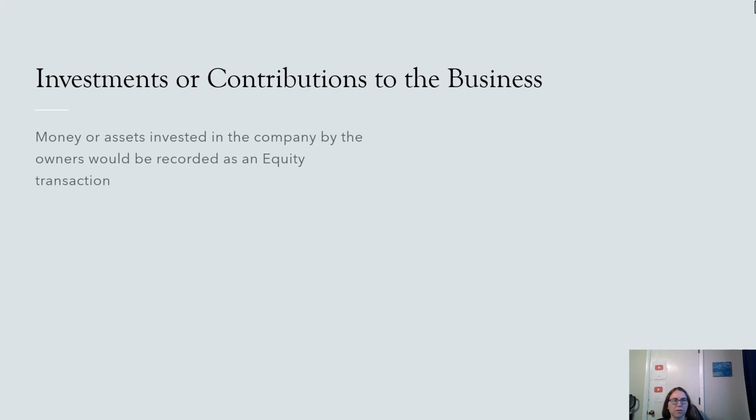And then I just want to go in more detail about how to distinguish between money you put into the business, money you take out, and any related transactions. So investments or contributions to the business would be money or assets that you invest in your business, and these would be recorded as equity transactions. So if you have a vehicle that you want to contribute to your business, you would put that in the asset account, the vehicle account, and then it would also be reflected in an equity account.